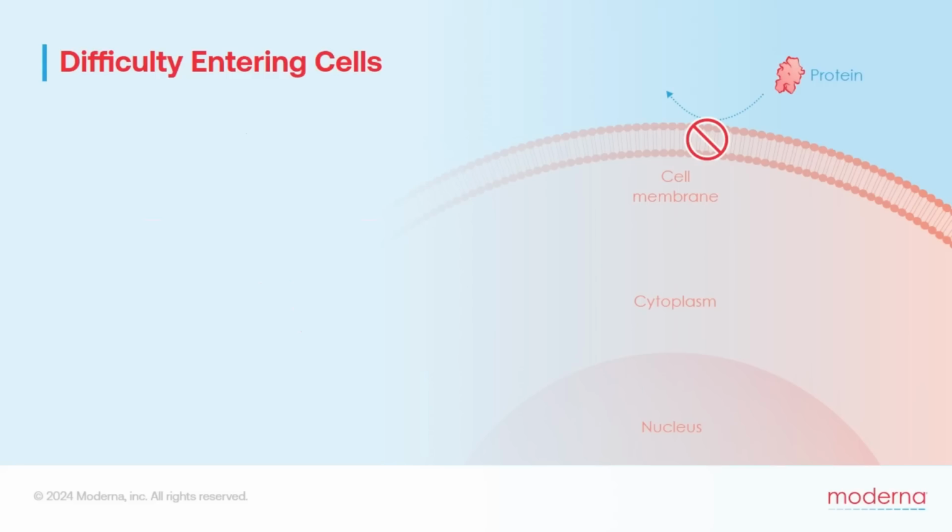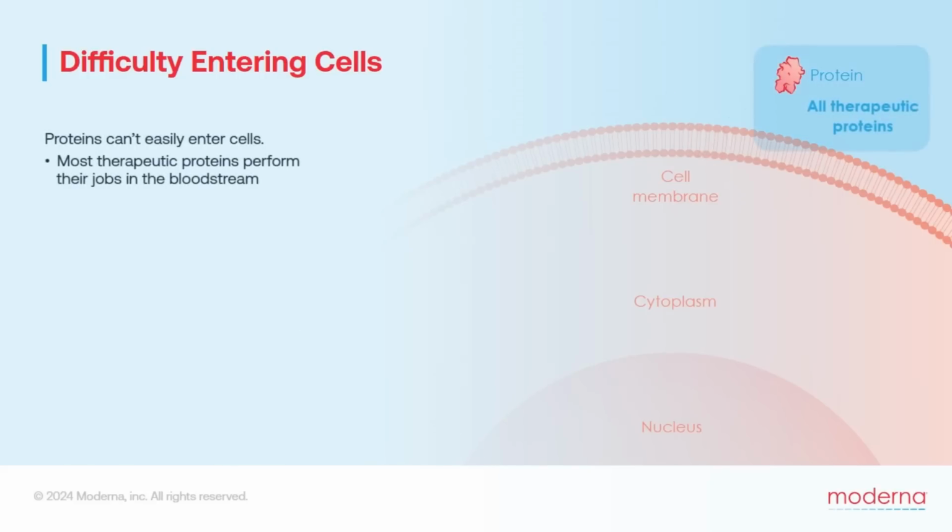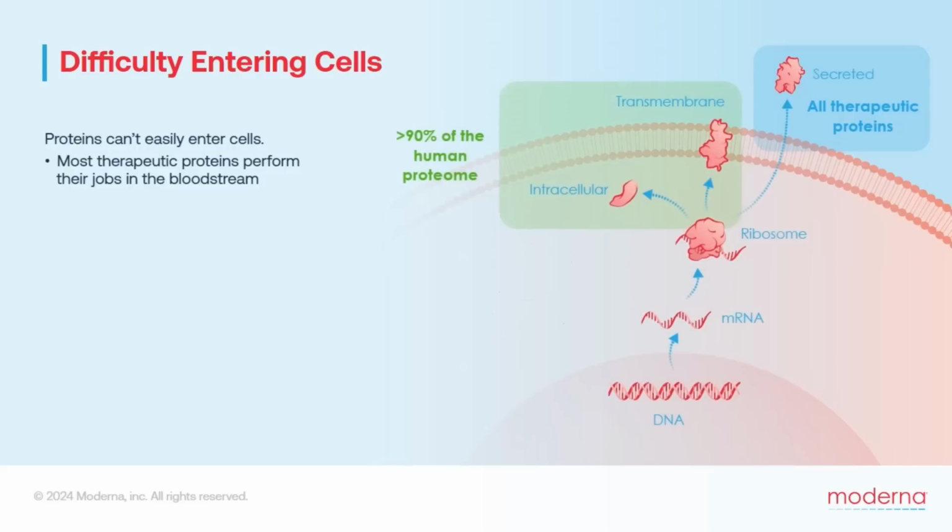Finally, most proteins can't easily enter cells, meaning that almost all therapeutic proteins are limited to jobs either outside of cells, for example in the bloodstream, or in the special compartments known as endosomes and lysosomes that cells use to take up nutrients from their environment. But more than 90% of human proteins reside either completely inside cells or are embedded within cell membranes. So if we tried to make and use these intracellular and membrane proteins as medicines, they wouldn't be able to get to the proper location that they need to function.